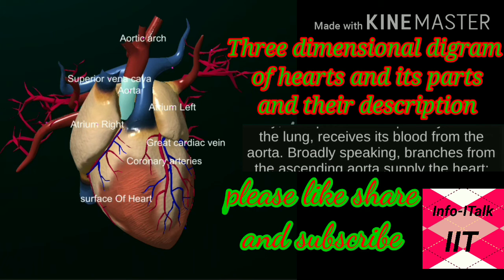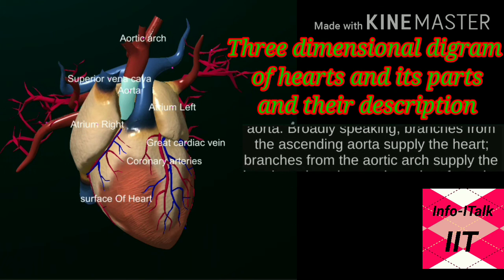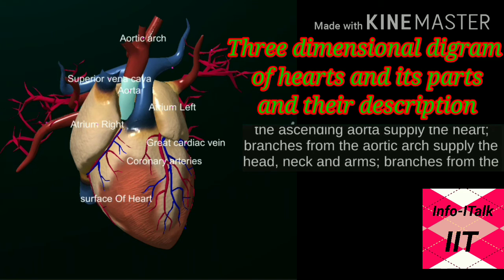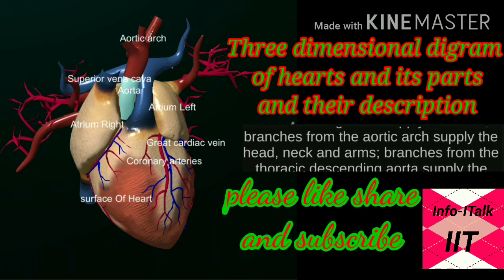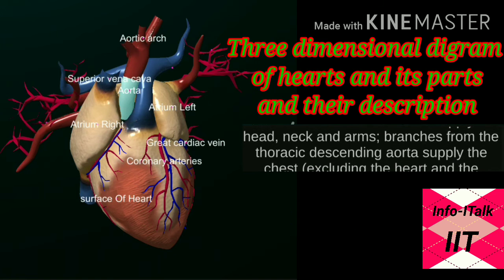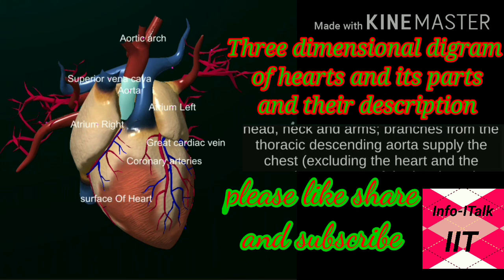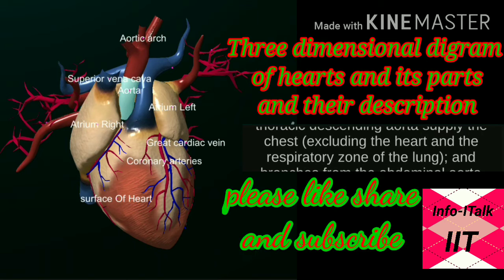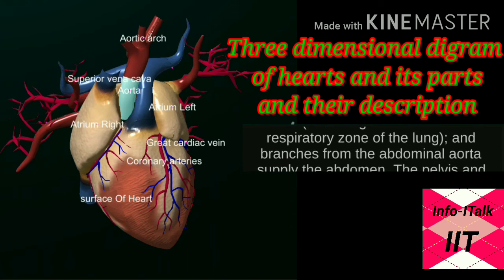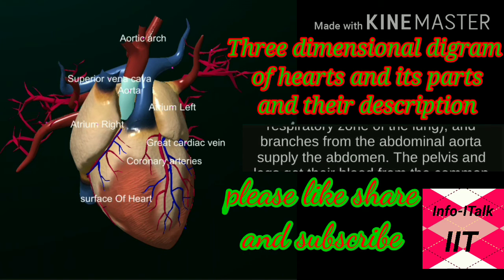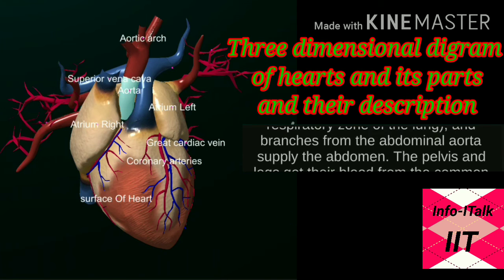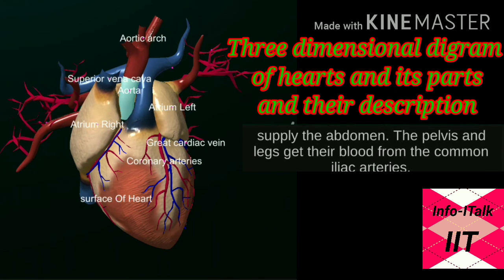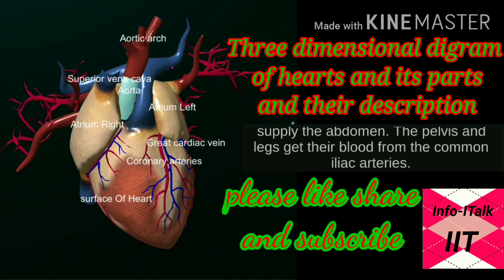Broadly speaking, branches from the ascending aorta supply the heart, branches from the aortic arch supply the head, neck, and arms, branches from the thoracic descending aorta supply the chest, excluding the heart and the respiratory zone of the lungs, and branches from the abdominal aorta supply the abdomen, the pelvis, and legs. They get the blood from the common iliac arteries.